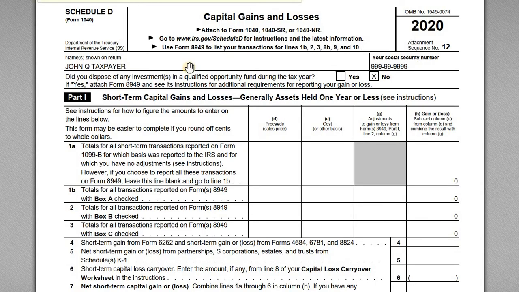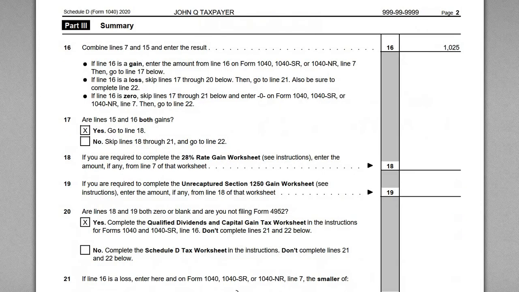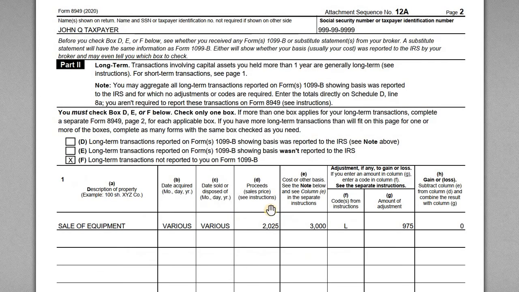Well, the best way to report this is on your Schedule D and Form 8949. If we look at the 8949, we have long-term transactions here, right? This is a long-term transaction because, again, he's held it for several years. But they're not being reported on the 1099-B. The 1099-B is the brokerage Form 1099 reporting. This is a 1099-K, so it's not on a 1099-B. And here he enters, kind of broadly, what it is that he sold. So sale of equipment, that's fine. Date acquired and sold are all various, right? Because he acquired them at different times.